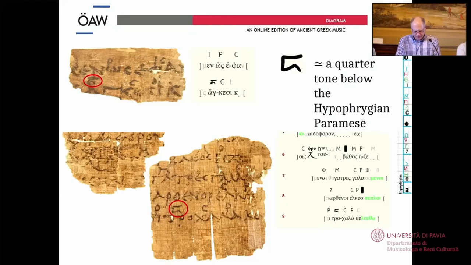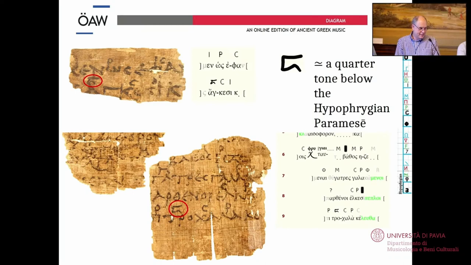Coming back to musical document number 9, if the incidence mentioned above fits the case here, it is not improbable that the characteristic sign in line 9 has been introduced to function as an accidental in the hypophrygian, standing about a quarter tone step below the hypophrygian paramesi, sigma.